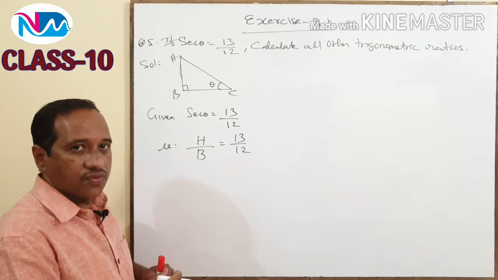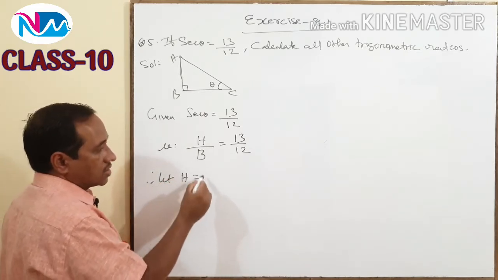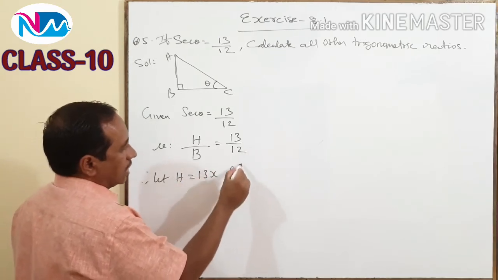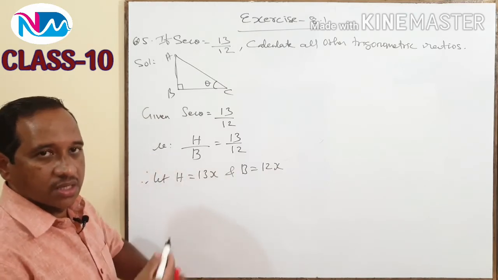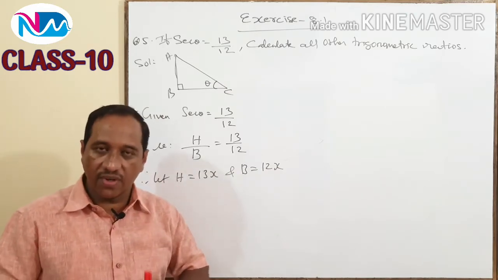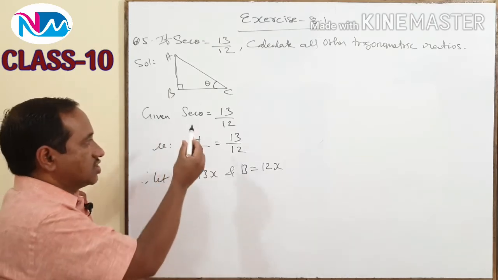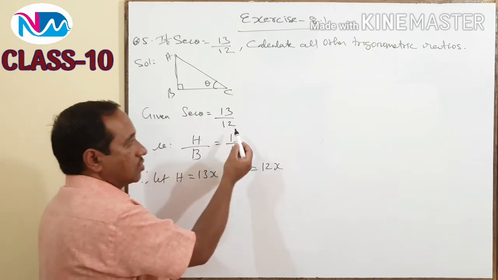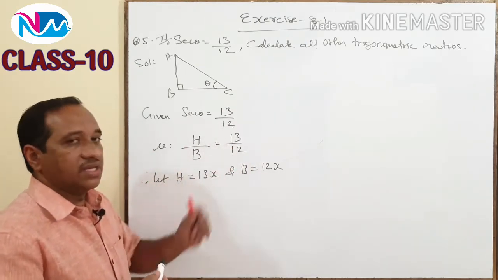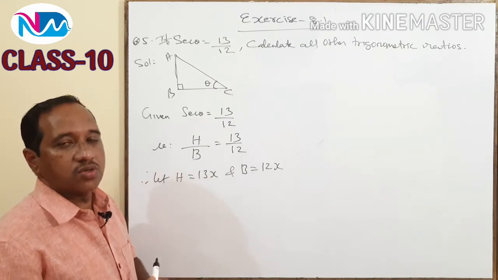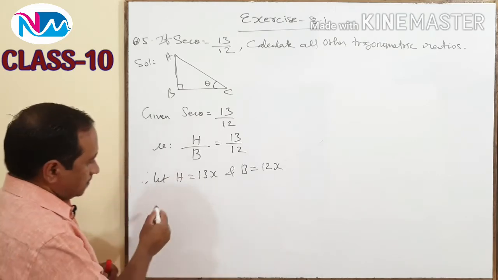Since we have the ratio of hypotenuse and base, therefore let hypotenuse h is equal to 13x and base b is equal to 12x. Because when the ratio of two quantities are given, we take the values with the help of a variable. Here the ratio of hypotenuse and base is equal to 13 by 12. Therefore h is equal to 13x and b is equal to 12x. Now we want to find the perpendicular. To find perpendicular, we will use Pythagoras theorem.